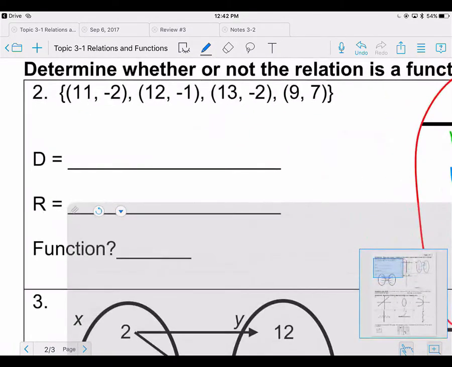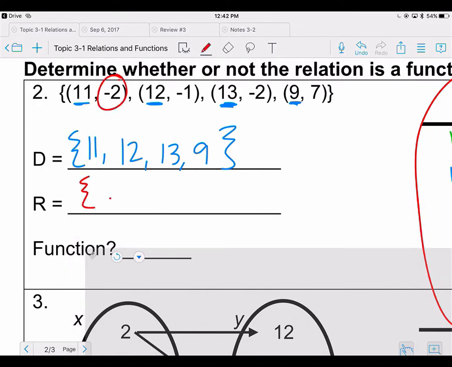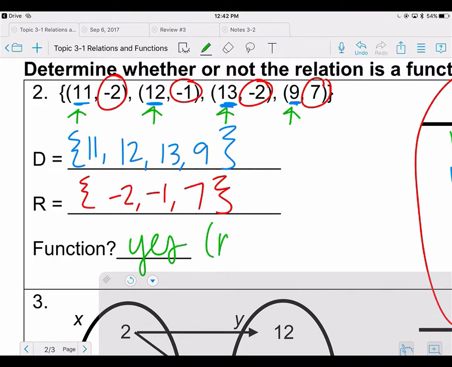My domain is all of my x values, and I put the little braces in there. I'm underlining them in blue so you can see my x's. I have 11, 12, 13, and 9. For my y's, I'm going to have -2, -1. -2 is repeated, so I do not put it twice, and 7. Now, all of my x's, 11, 12, 13, and 9, are all different, so it is a function because there are no repeats. No x's repeat.